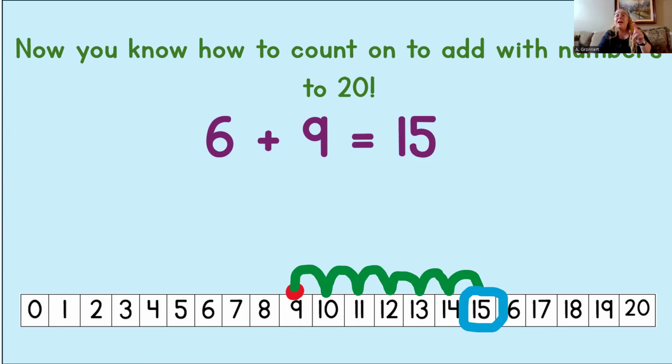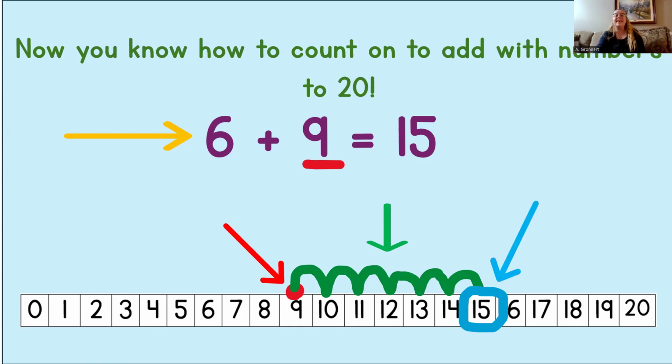Remember, what do you do first? Yes, look at the equation and find the greater number. Mark the number line with that number. Then count on using the second addend, 6 for this problem. Then circle where you land and write it into the equation.